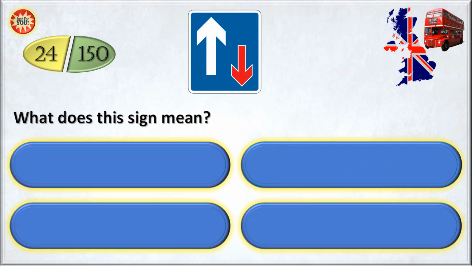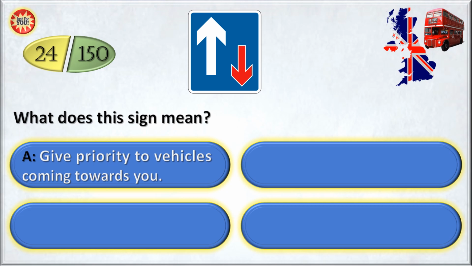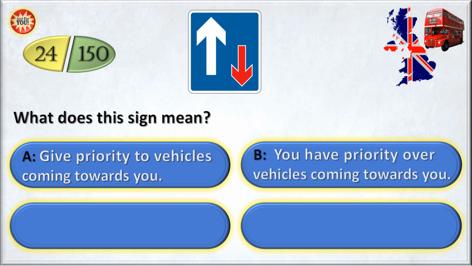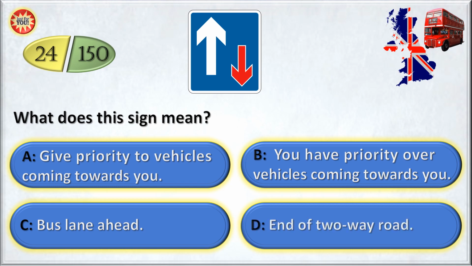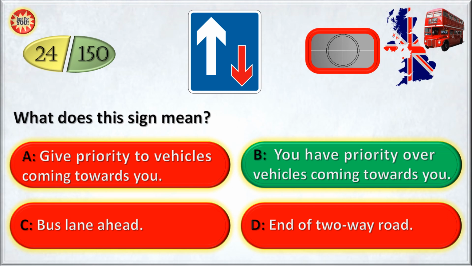What does this sign mean? Give priority to vehicles coming towards you. You have priority over vehicles coming towards you. Bus lane ahead. End of two-way road.